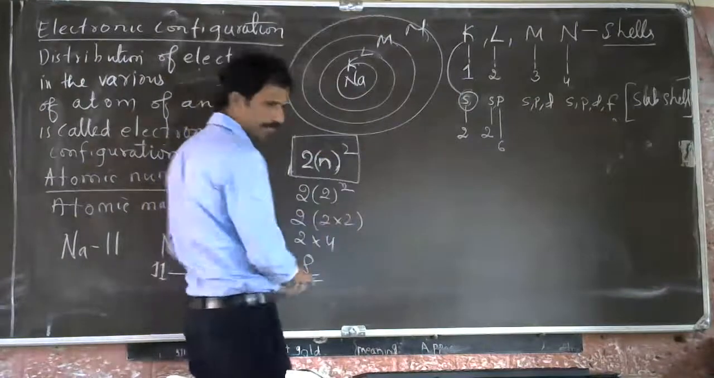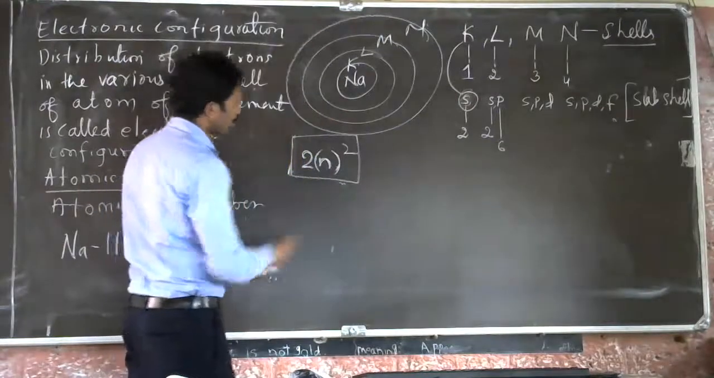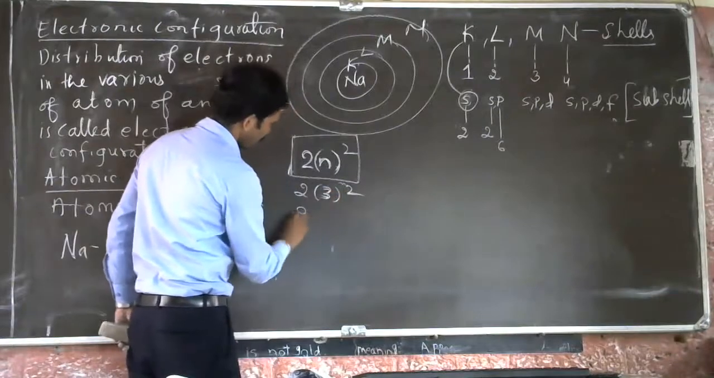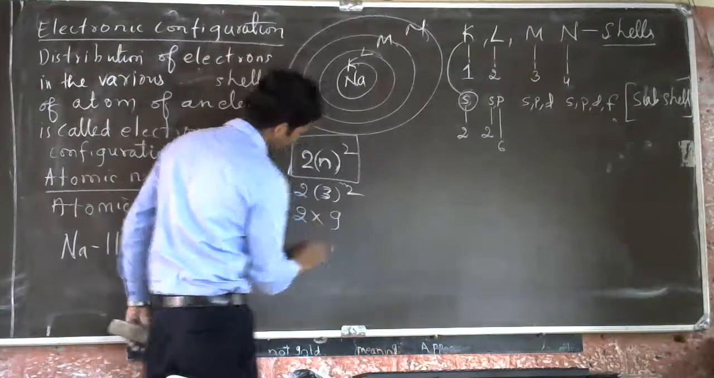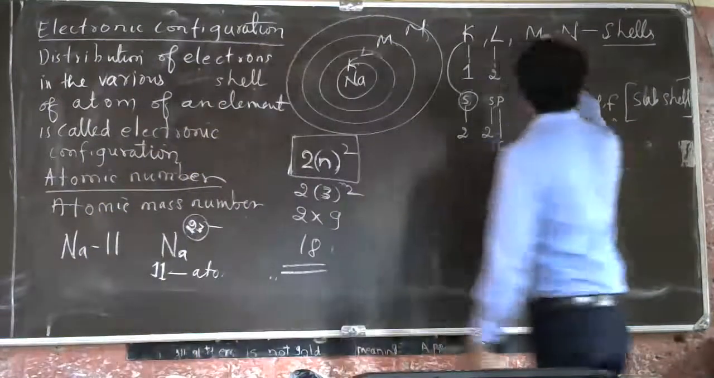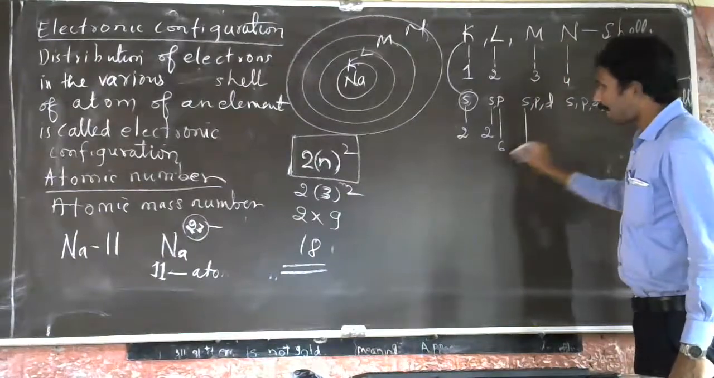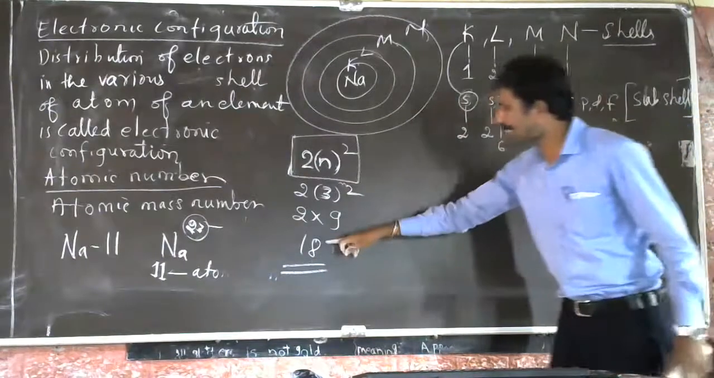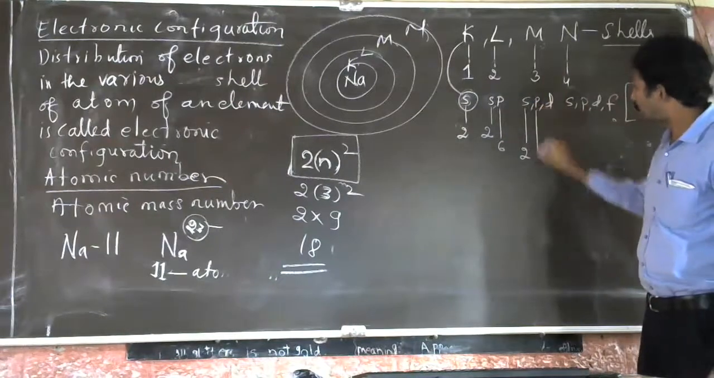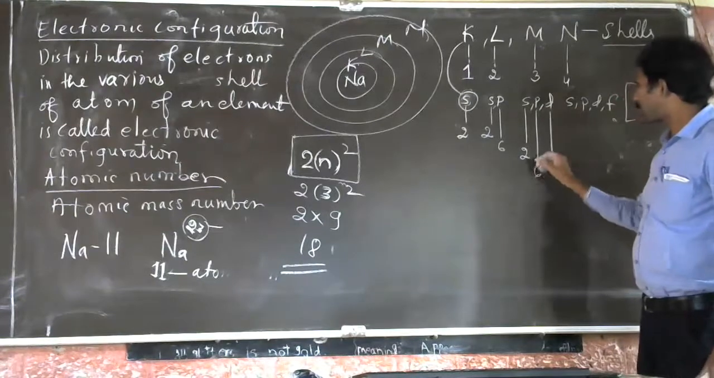Similarly, if you take the third shell, take 3 square. So 2 into 3 threes is 9, 9 twos are 18. 18 electrons are occupied in the M shell, and in that again there is a distribution of these 18 electrons in S, P, D. Here S has 2, P has 6, and D how much? 10.